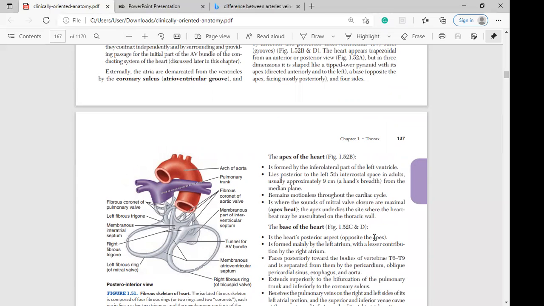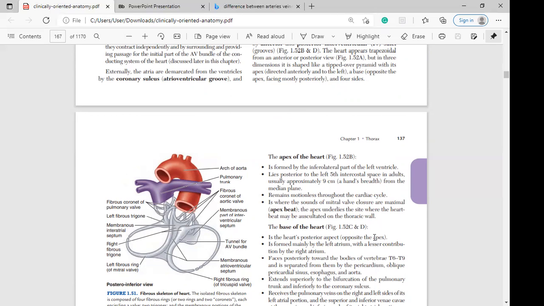The epicardium, the myocardium, and the endocardium. Which is the innermost layer? The innermost layer is the endocardium. And it contains what? Endothelium and subepithelial connective tissue.